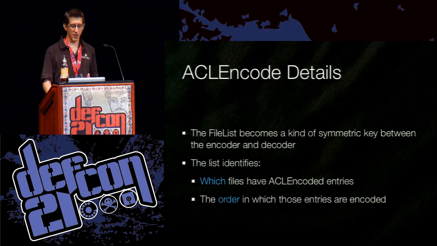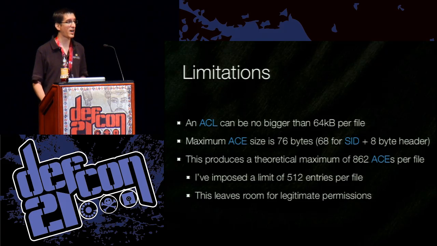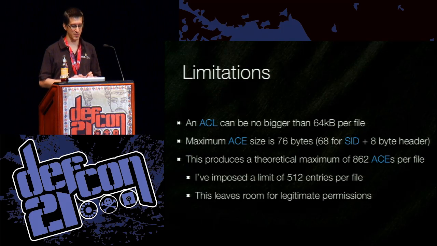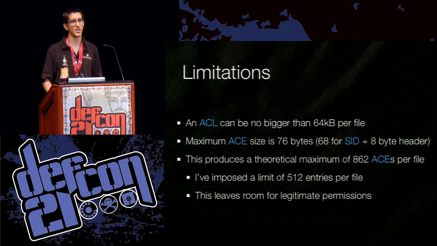Now, as you can imagine, there are some limitations. An access control list can be no larger than 64 kilobytes per file. This is a limitation of the Windows operating system. Now, each access control entry in the list has a maximum size of 76 bytes. That's 68 bytes to encode the SID plus 8 bytes for a header which says allow or deny and some other details of that access control entry. This produces a theoretical maximum of 862 access control entries per file.